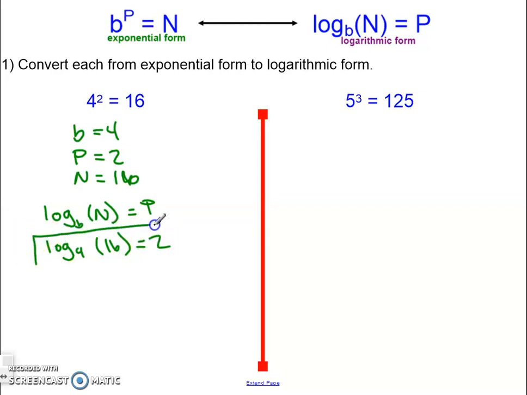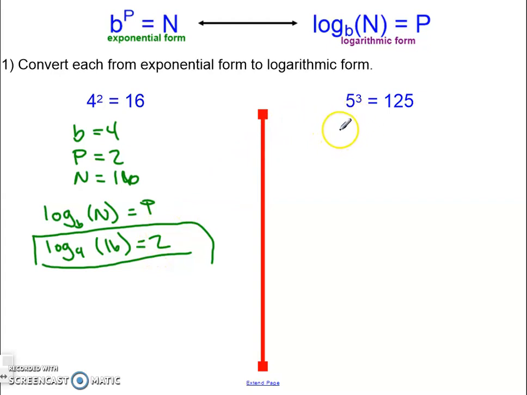That's it. That's all you need to do. One form to the next. Again, the way you read it is log base 4 of, the "of" is what kind of fills in that space. So log base 4 of 16 equals 2. So get in the habit of saying and reading the equation correctly as well.